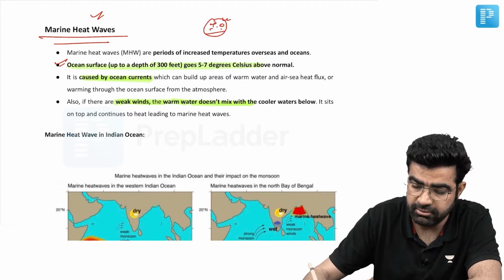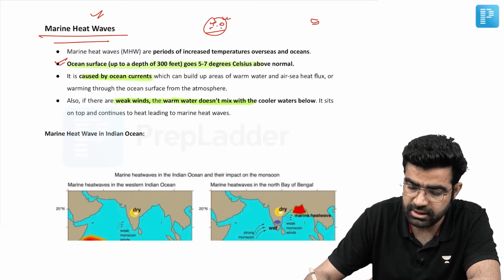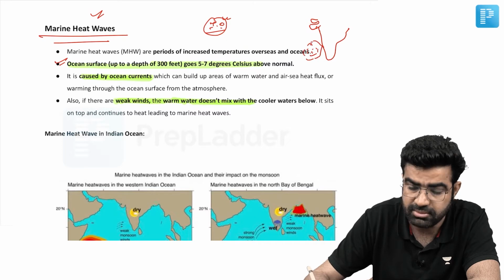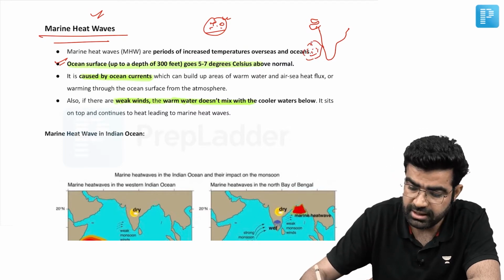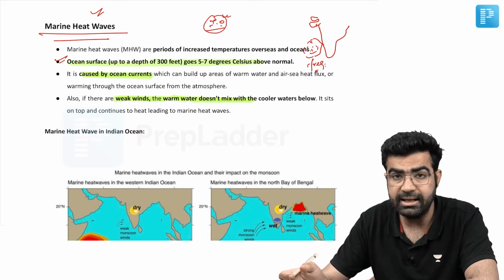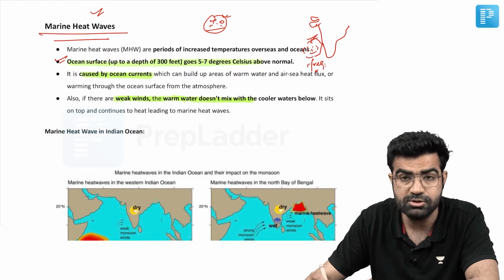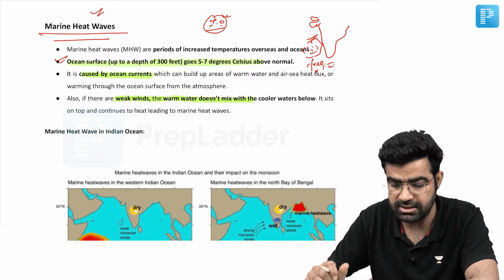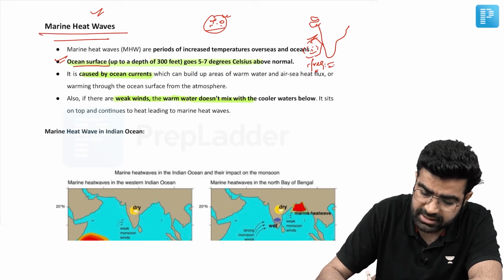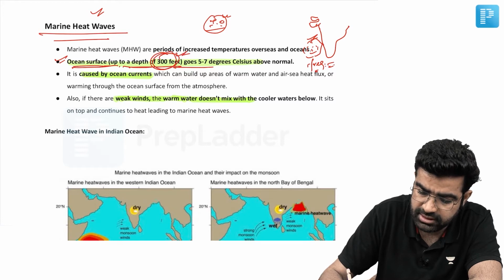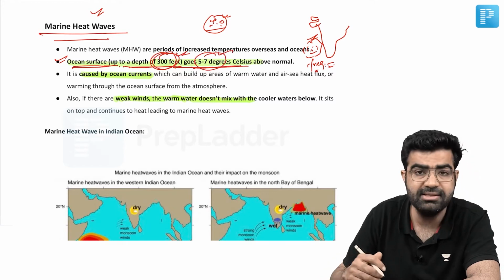For that reason we are also seeing the frequency of tropical cyclones increasing, especially in this part of the Indian Ocean, that is the Arabian part of the Indian Ocean. This temperature rise in this ocean part is once again the reason for the frequency of these tropical cyclones. Now the heat waves, it means the ocean surface is getting warmer up to a depth of 300 feet. It is getting warmer by 5 to 7 degrees Celsius.